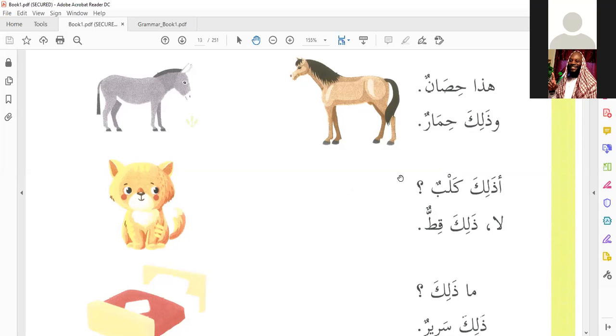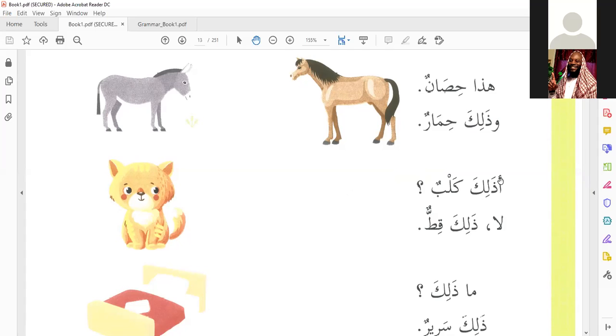So again, we have incorporating our questions and our tools for making questions from the last classes. ذلك كلب would be a statement. That is a dog. But we're not sure. We want to ask. We have a suspicion, but we'd like to make sure. So we say, أذلك كلب?